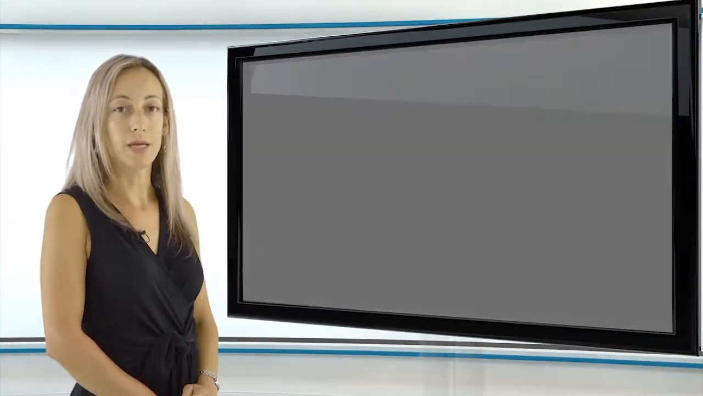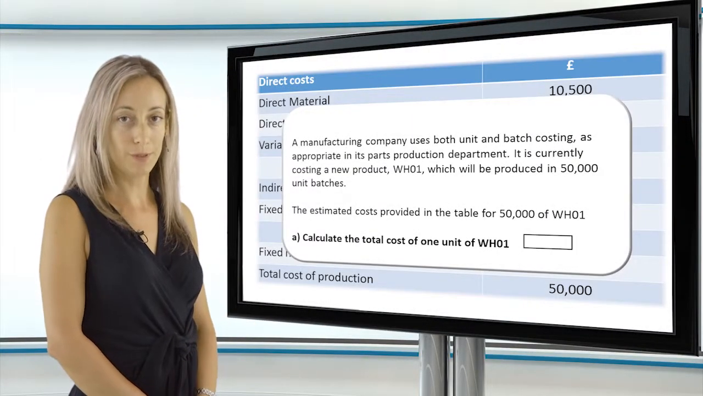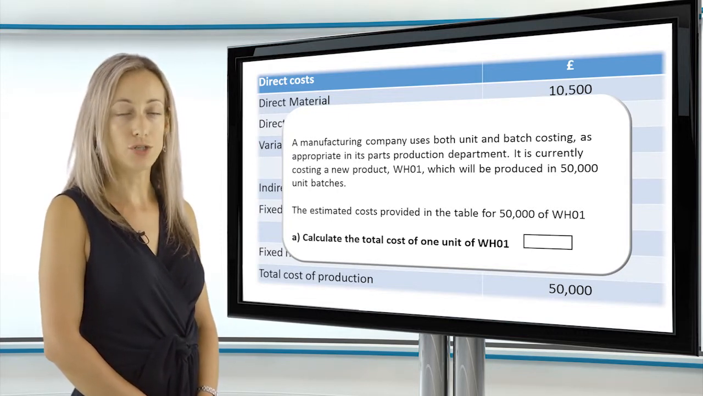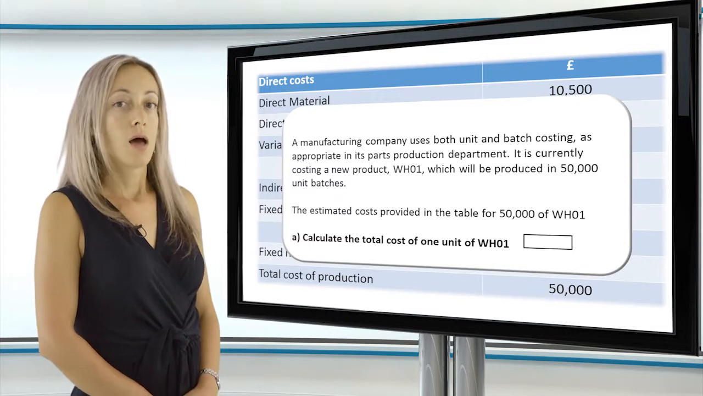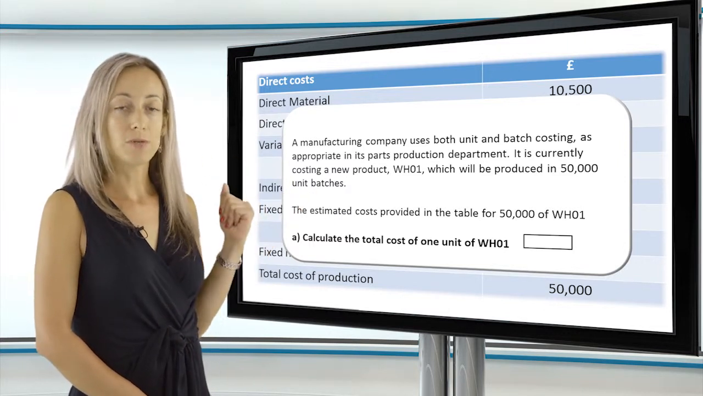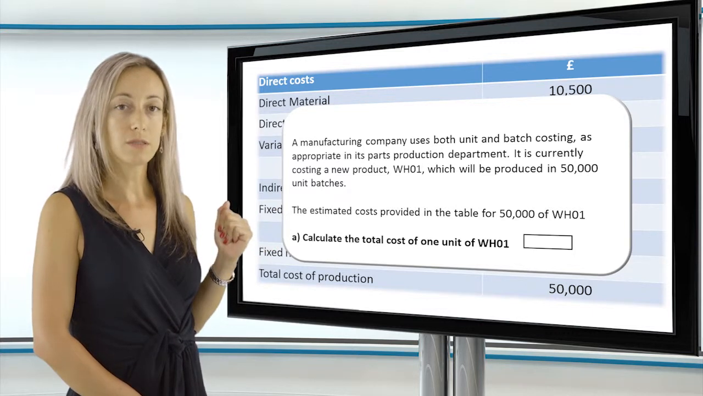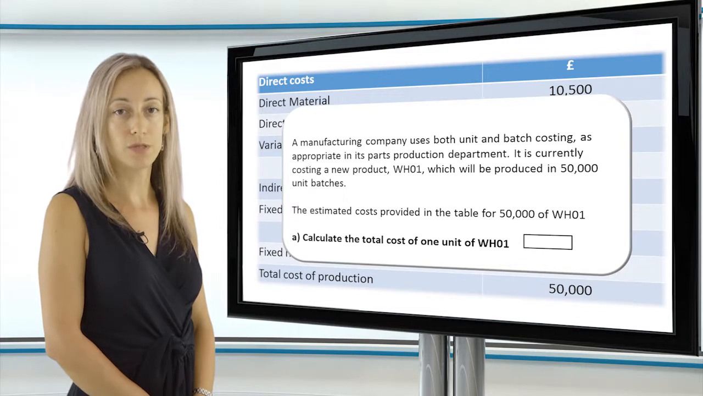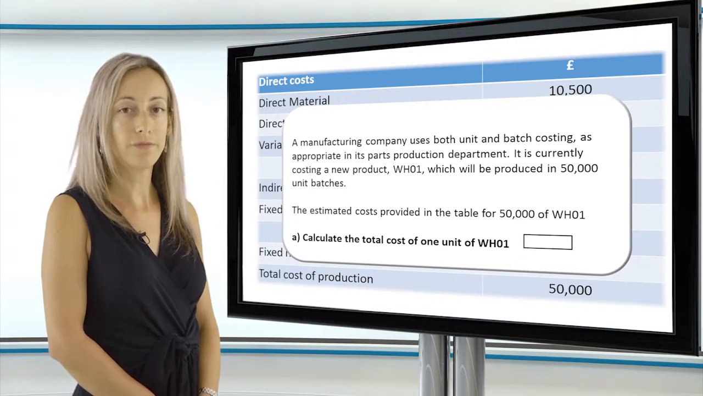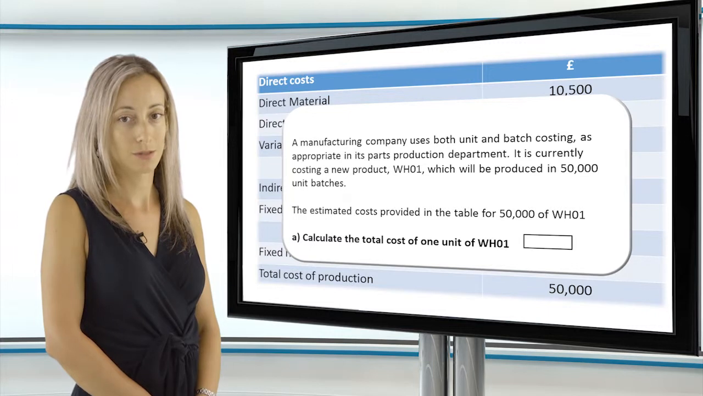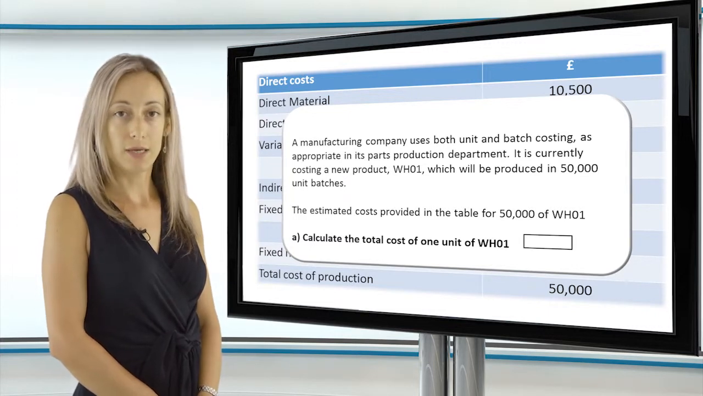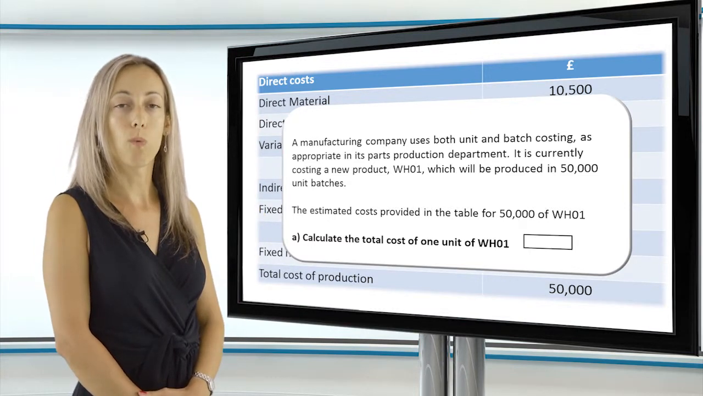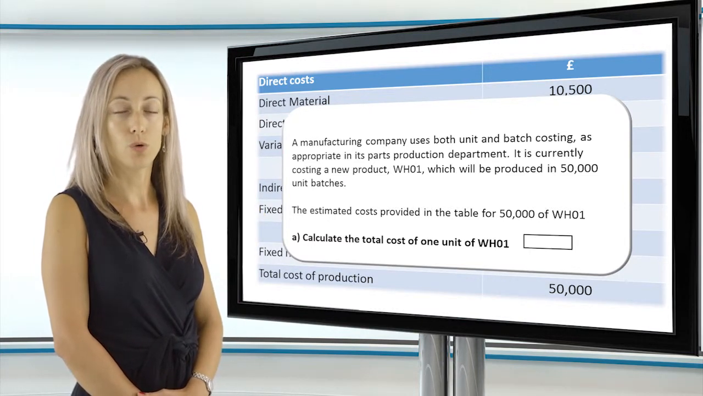We are given information about a manufacturing company looking to cost a new product, WH01. We are provided with the information about this product, some cost estimates given in a table, and we also know that the company will produce this product in batches of 50,000 units each. So our task, part A, is to calculate the total cost of one unit of WH01.